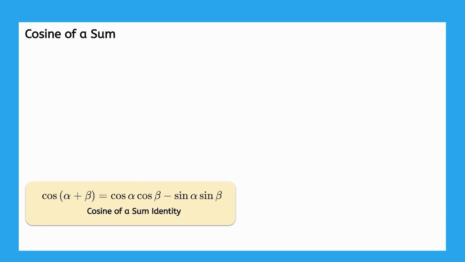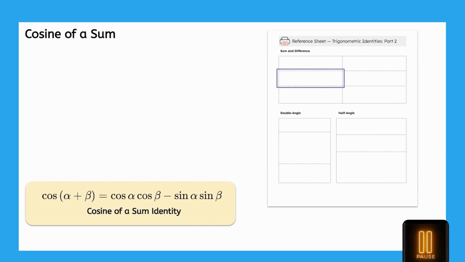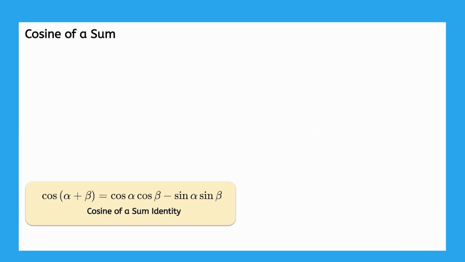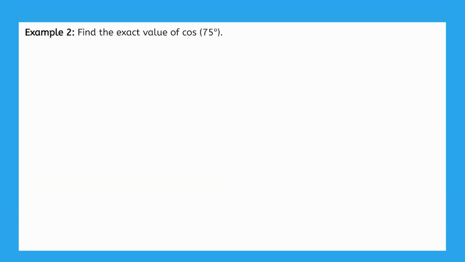Record this new identity in this slot of your reference sheet. Pause the video to do so now. Let's apply this identity in another example. This time, we'll use our new identities to find the exact value of cosine of 75 degrees.